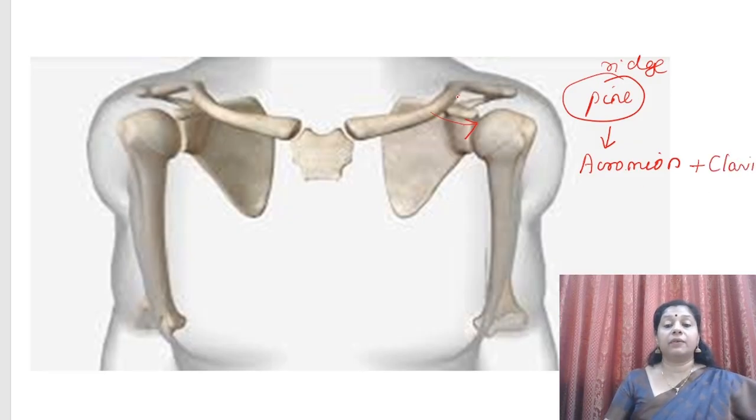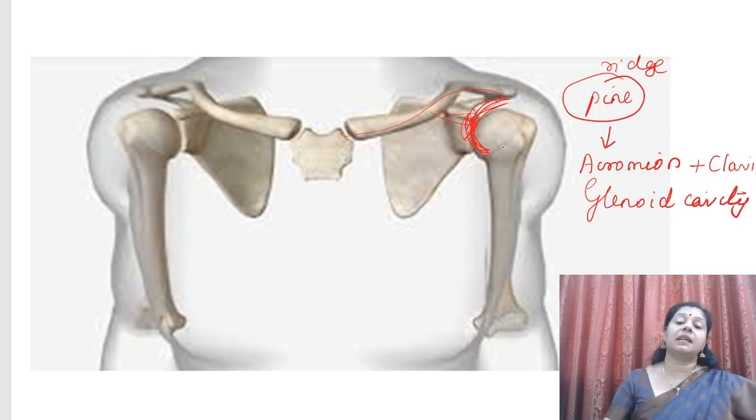And so their fusion is here. You can see this is coming from here and is fusing with the end of the spine called the acromion. So there forms a cavity with the fusion. That cavity is called a glenoid cavity. To that cavity, the head of the humerus, the first bone in our arm, is articulating here.